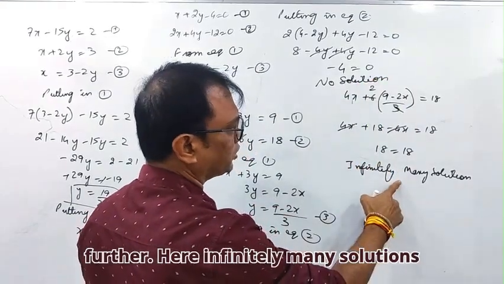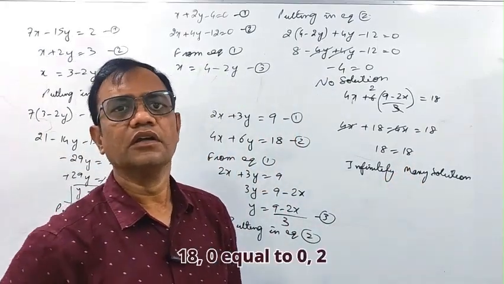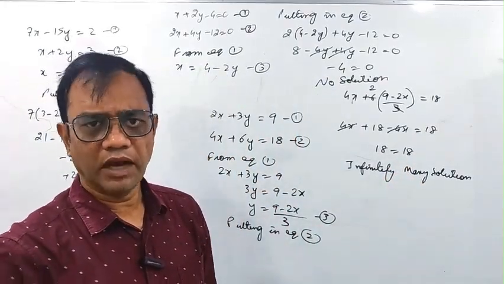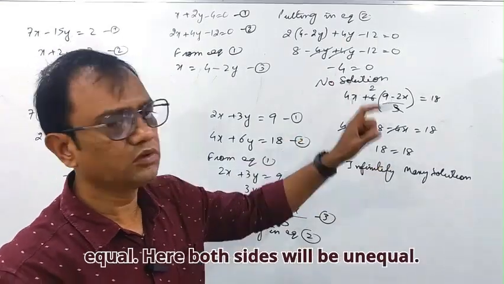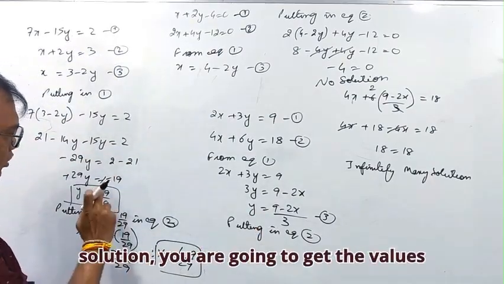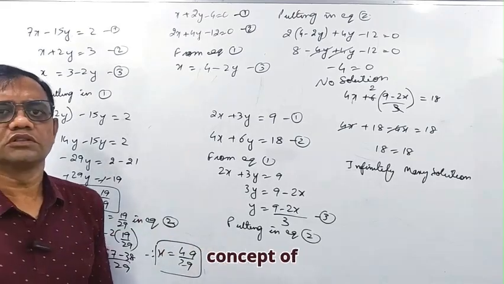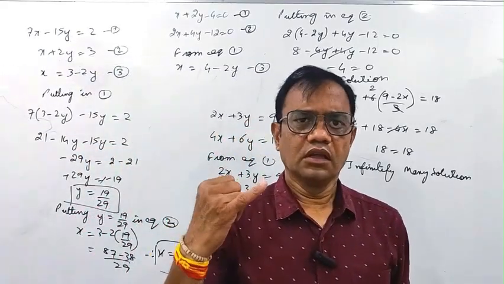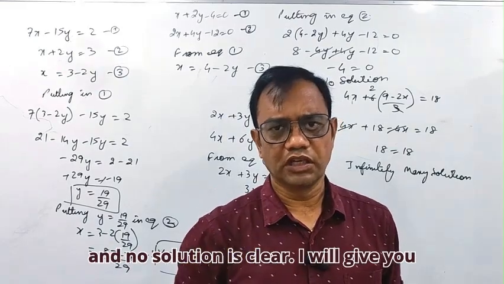Here, for infinitely many solutions, you are going to get equal: 18 equal to 18, 0 equal to 0, minus 2 equal to minus 2, anything, but both sides equal. Here both sides will be unequal. And here, for a unique solution, you are going to get the values of x and y. I hope this concept of unique solution, infinitely many solutions and no solution is clear.